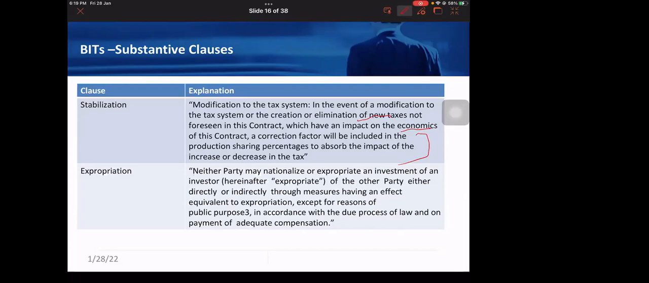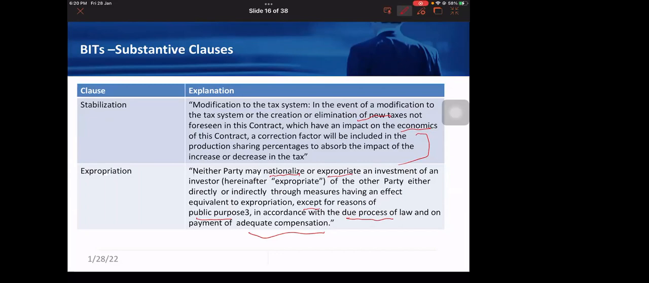The other very important aspect, which again from a tax standpoint also has been disputed, is expropriation. Now, the idea of the bilateral investment treaty itself is not to have any expropriation. So neither party may nationalize or expropriate an investment of an investor of the other party, either directly or indirectly through measures, except for reasons of public purpose, in accordance with due process of law and payment of adequate compensation. So you can nationalize only if it is for a public purpose and appropriate compensation is made.